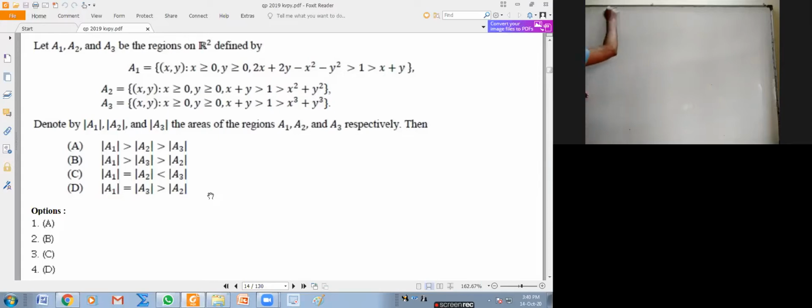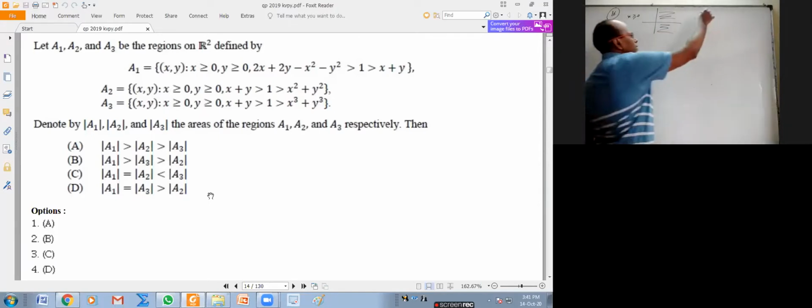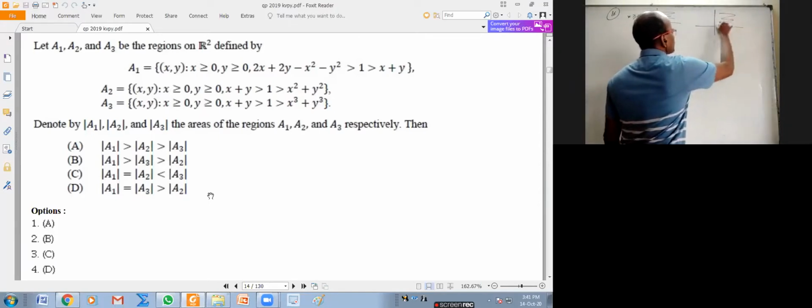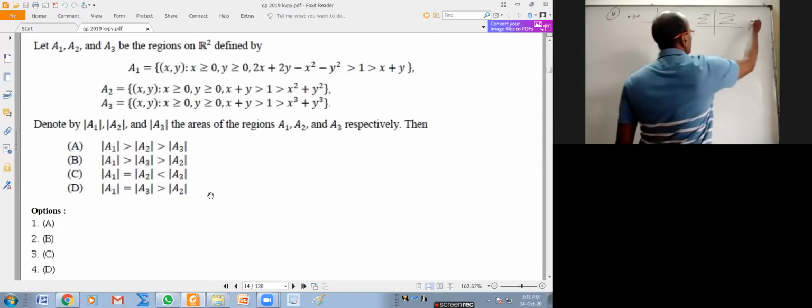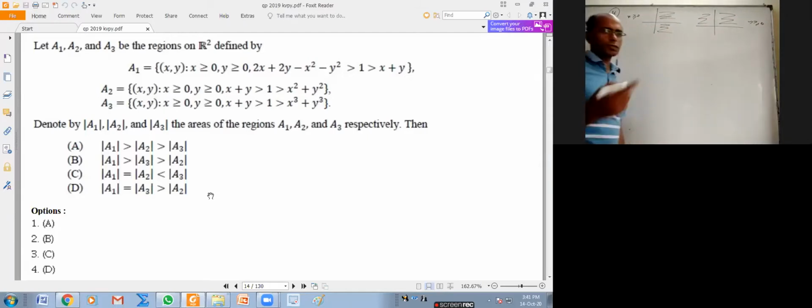Okay, question number 16. X greater than or equal to 0. If you take only x greater than or equal to 0, it will represent the full first quadrant and fourth quadrant, because it is where the x coordinate is positive. Only y greater than or equal to 0 represents the full first quadrant and second quadrant. If you take x greater than or equal to 0 and y greater than or equal to 0 both, it is only the first quadrant.